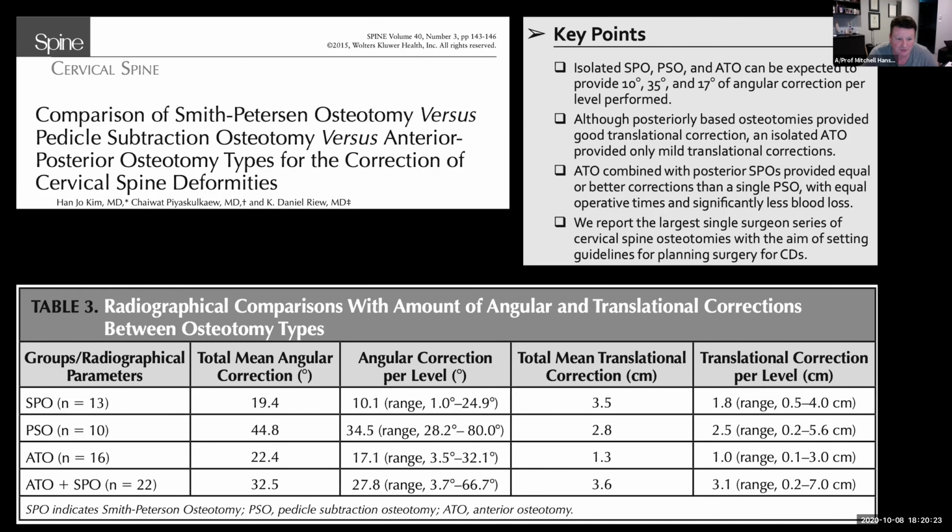As you can see from this table, there's a number of options here, and the amount of correction is the interesting thing we can see. A pedicle subtraction osteotomy, which is a posterior operation, can give you a very large mean angular correction. A front-back approach might give you less, but I guess it depends on the size of the osteotomy that you're doing.